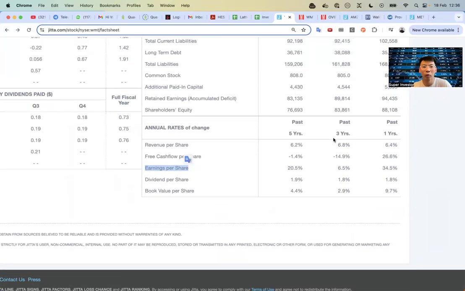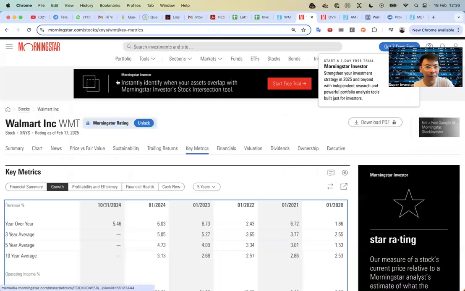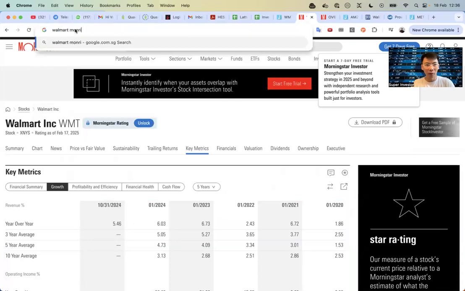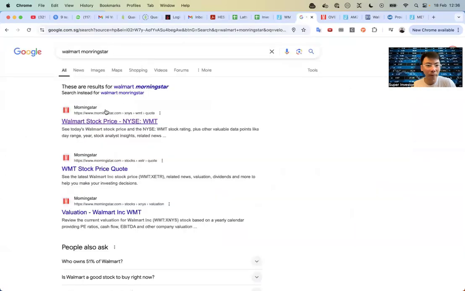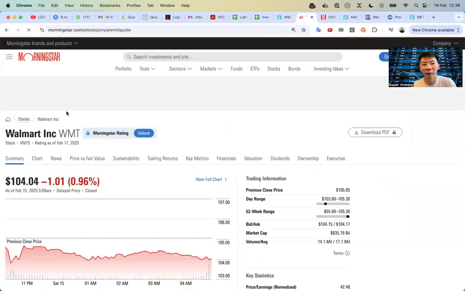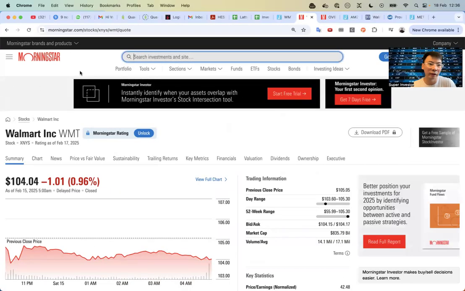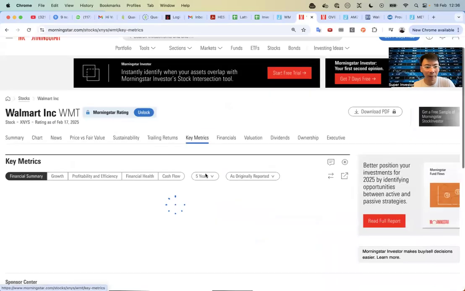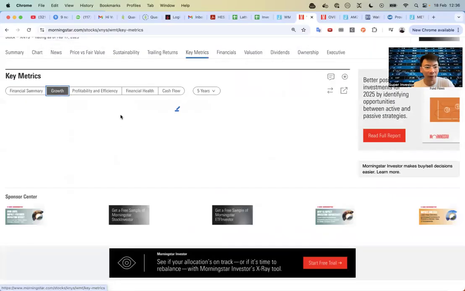If you want to go a little bit more in depth, you can go to Morningstar, search for Walmart. So let me show you how to do that. Walmart, Morningstar. Click on this. It is easier to search for the companies in Google rather than this search tool. This is my experience. And you can go for key metrics. Under key metrics, here there's a growth rate.